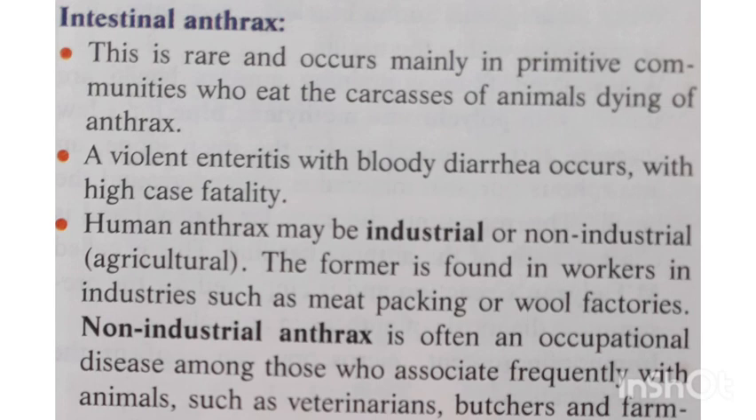So in conclusion, we can say that human anthrax may be industrial or non-industrial. Industrial means the infection affecting industrial workers, and non-industrial means the infection affecting persons who are veterinarians, butchers, farmers, etc. That is known as non-industrial anthrax. Okay, that's all about pathogenicity.